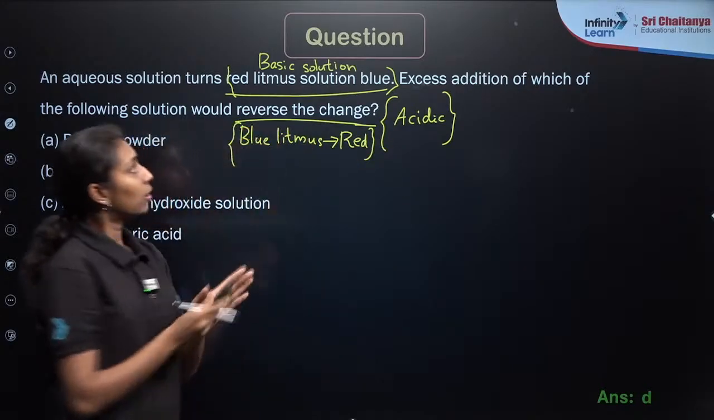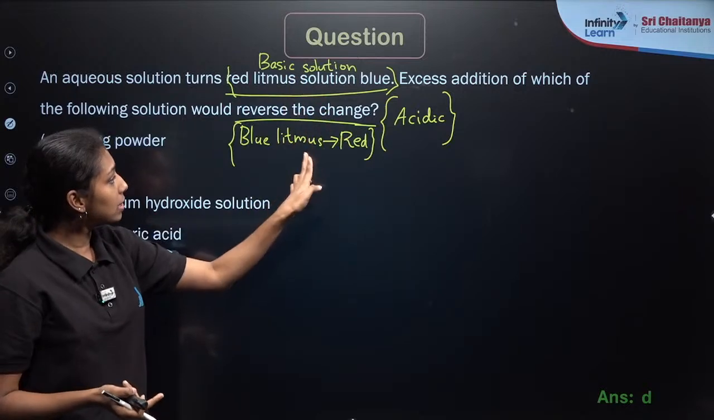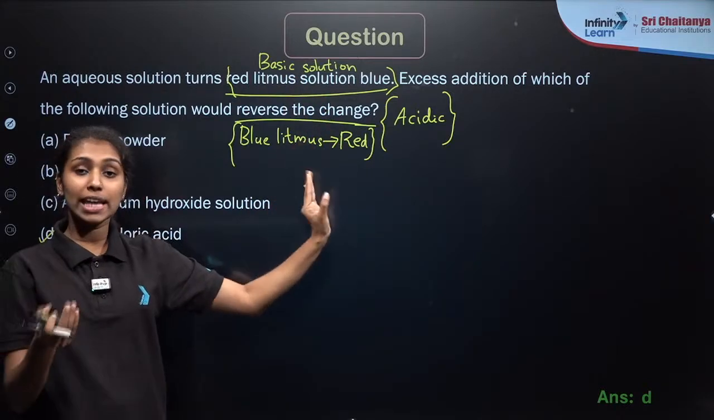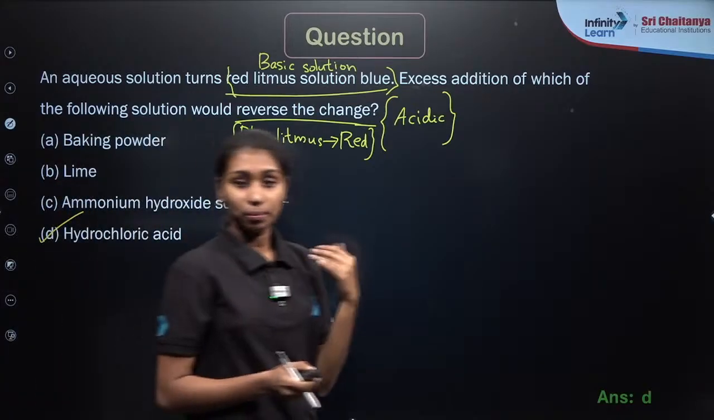Clear? The first case is red litmus to blue, which is for the basic solution. The reverse change means blue litmus to red. As we already know, in the case of acidic solution, we are using blue litmus, which will change the color from blue to red. Blue to red. Clear?